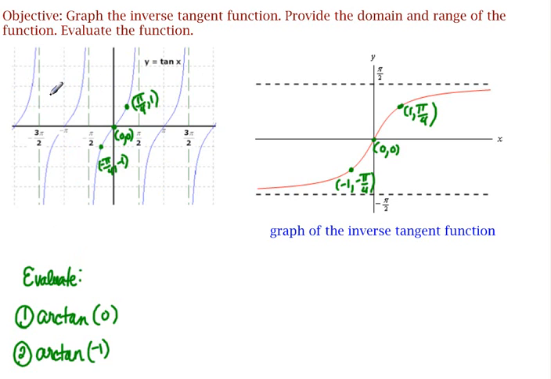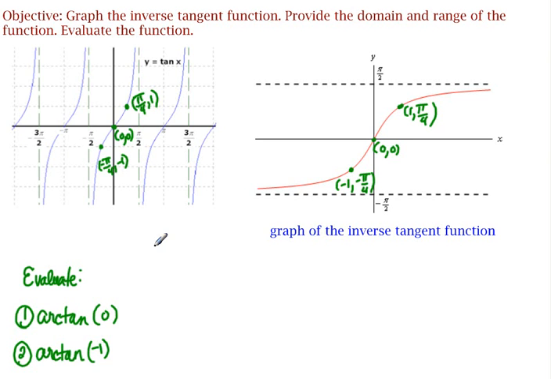So we have to do the same thing that we've done with sine and cosine, and that is restrict the domain on an interval that has all of the range values covered. Now remember that the domain is everything except pi over 2 plus n pi, and the range for tangent is from negative infinity to infinity.